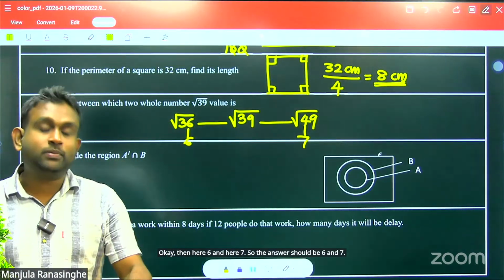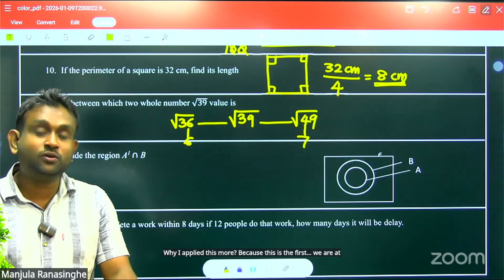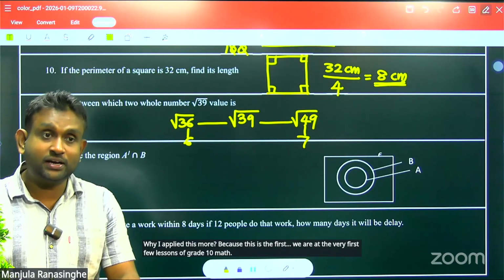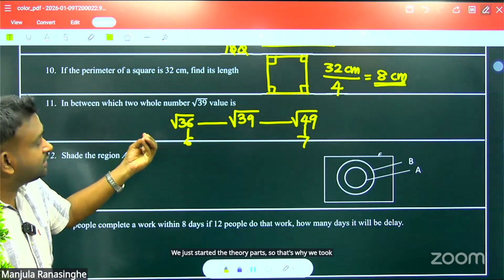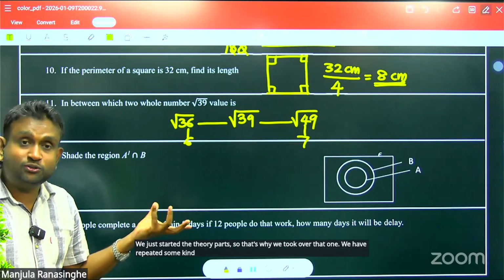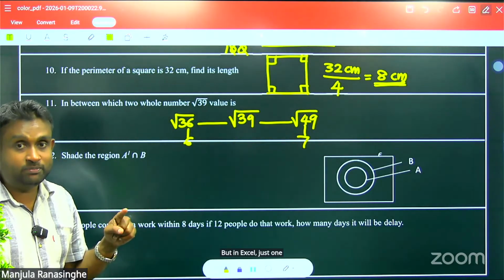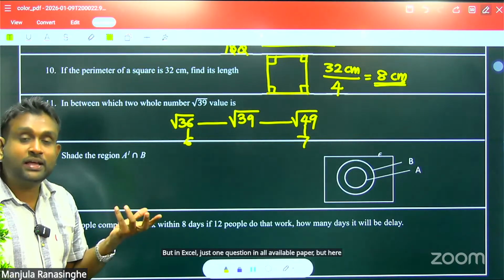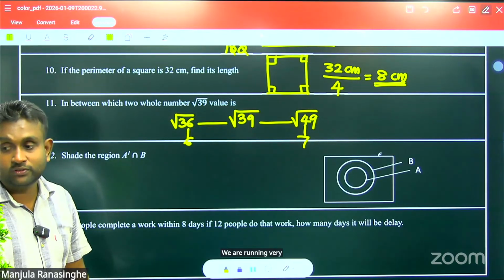Why did I apply this more? Because we are at the very first few lessons of grade 10 maths. We just started the theory parts. So to cover that, we have repeated some square root questions more. But in the exam, there is just one question in the O-level paper. But here you can see 2, 3 appear because we are running the very first sessions of the grade 10 theory parts.